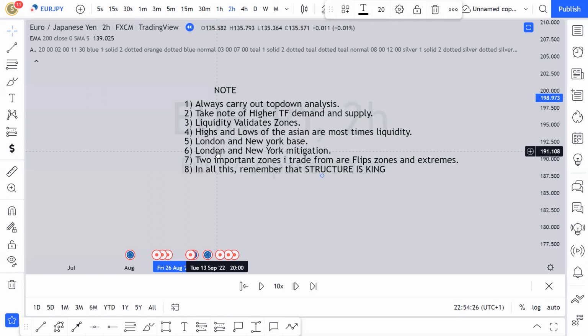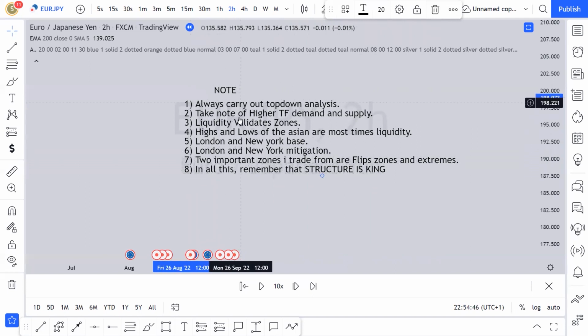For someone like me, for my intraday, I wake up by 7:30 to trade London, and once I'm done catching my move, then I wait for 1 p.m. for New York. Number seven, there are 2 important zones I trade, my flip zones and extremes. I've said that in a couple of my videos before.